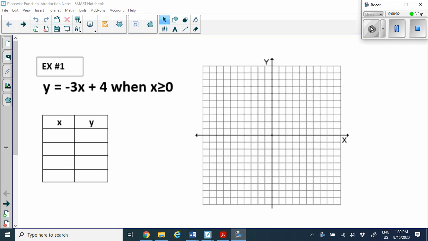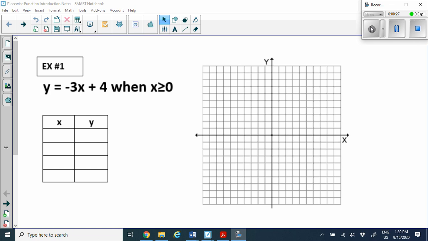Hey guys, so here are the notes for the piecewise function introduction. Now, tomorrow you guys will be learning what piecewise functions are. Today, you're going to be seeing how we can graph linear equations with a domain restriction. Tomorrow, we're going to be doing a lot of graphing of linear equations with domain restrictions. Let's go ahead and look at example number 1.